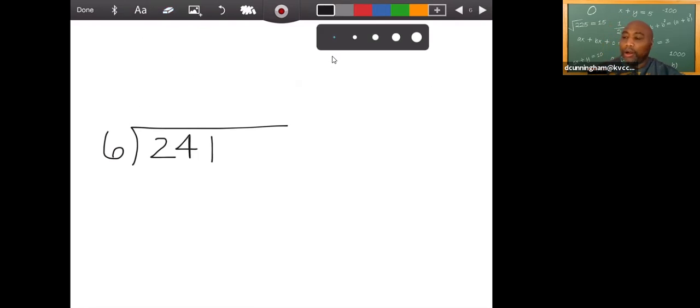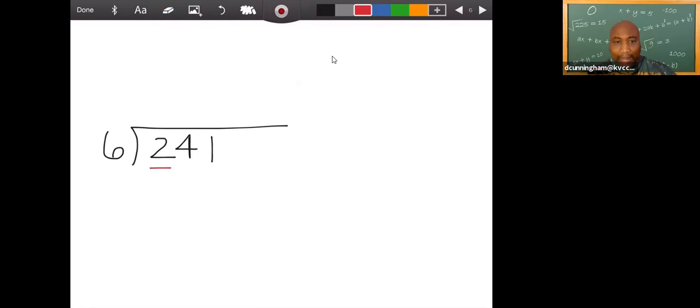So for example, we're going to start off. We're going to look at the 6 and the 2. So we first look at the 2. Can 6 go into 2? It cannot, because 2 is less than 6. So now we're going to look at the first 2 numbers. Can 6 go into 24? Yes, it can. Now we got to think without going over. So 6 times 3 is 18. 6 times 4 is 24. So actually that's equal. So I'm just going to stop right there.